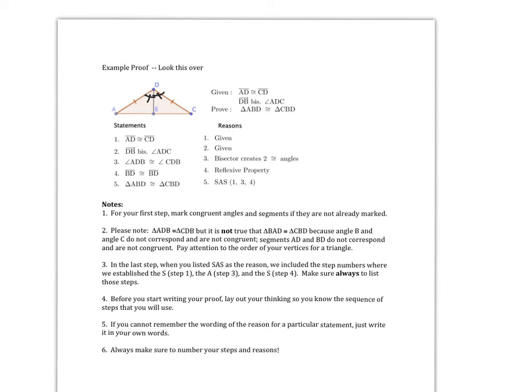Once we've established that AD is congruent to CD, that gives us our first pair of sides. From these two steps, we get that the angles are congruent. That gives us our angle. And then BD is congruent to BD by the reflexive property in step 4. So now we can say by SAS that these two triangles are congruent to each other. Okay, moving right along.